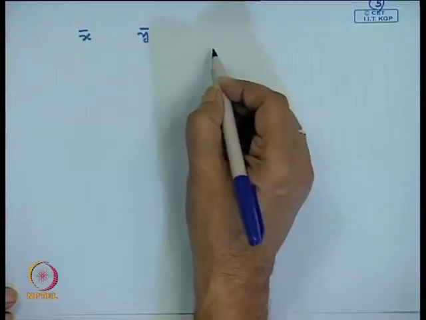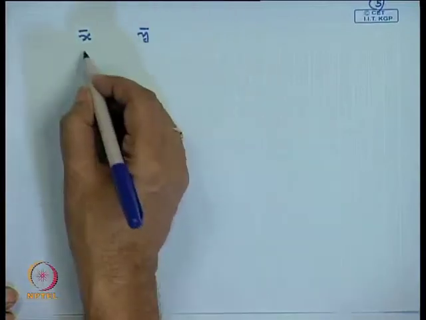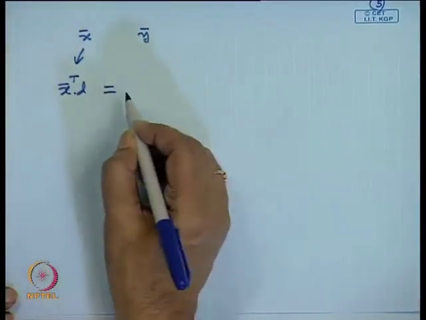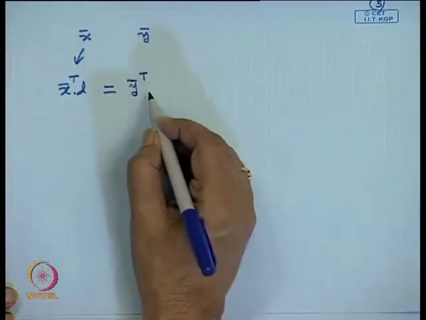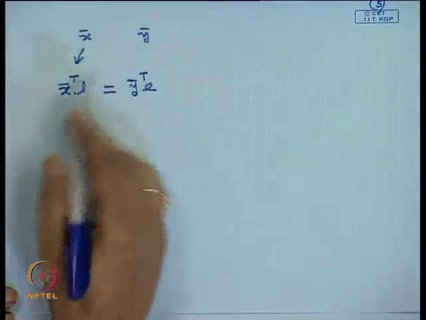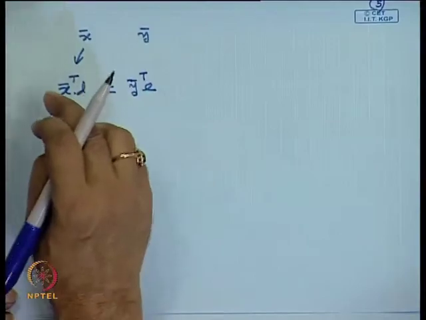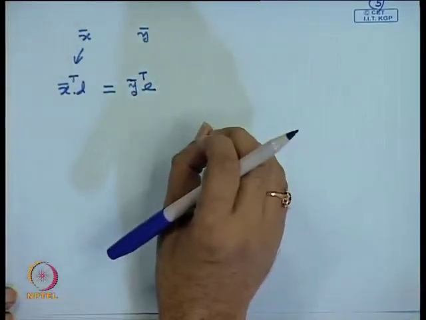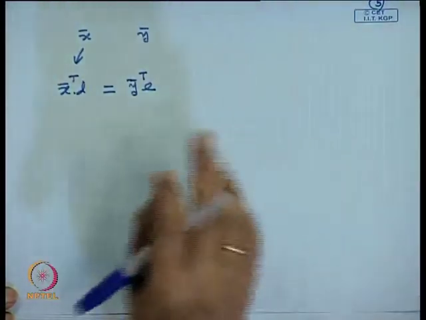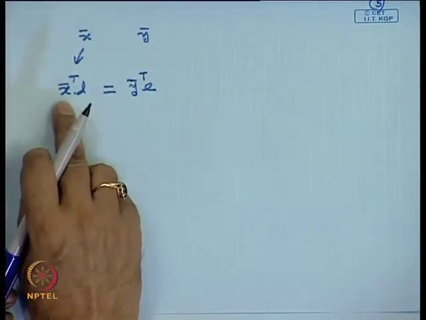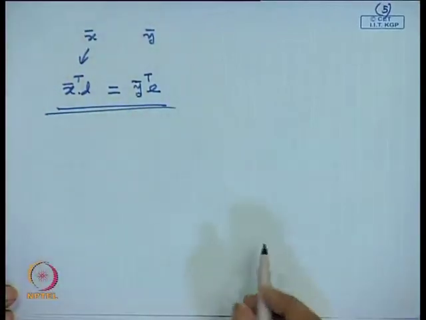If x bar is a feasible solution of the primal problem and y bar is a feasible solution of the dual problem, and if x bar transpose d is equal to y bar transpose e, or vice versa, d transpose x is equal to e transpose y, because it is a scalar quantity and I can take the transpose, then this indicates x bar and y bar are the optimal solutions of the primal and dual problems, if their objective function values are the same.